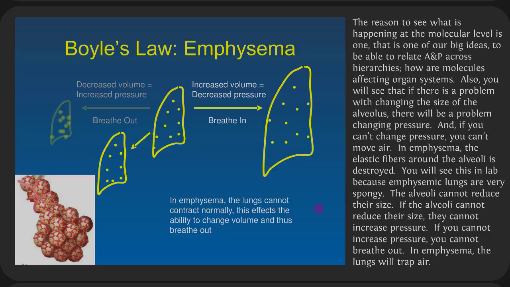In emphysema, the elastic fibers around the alveoli are destroyed. You're going to see this in lab because emphysemic lungs are very spongy. Then the alveoli can't reduce their size. And if the alveoli can't reduce their size, they can't increase pressure. And if they can't increase pressure, you can't breathe out. So in emphysema, the lungs will trap air.